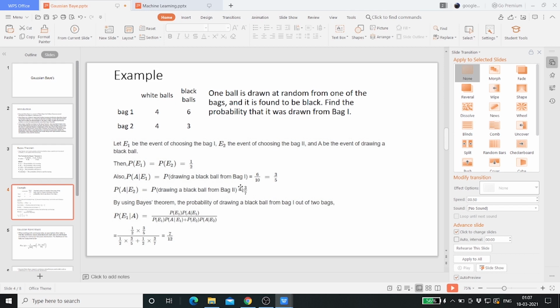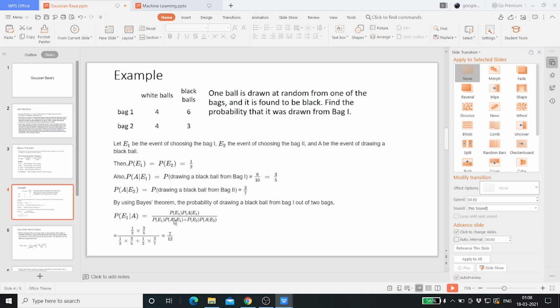Now we are asked to calculate the probability of it being from bag 1, provided it is a black ball. If it is a black ball, it's obviously a black ball chosen either from bag 1 or bag 2, right? So instead of the sample being the probability of any ball being chosen, our sample here becomes the probability of a black ball being chosen.